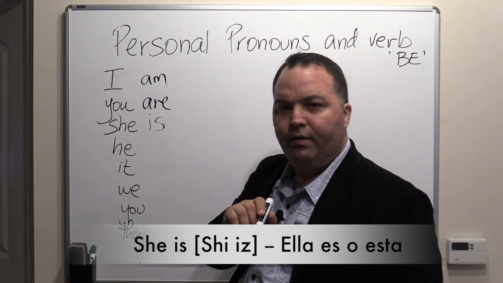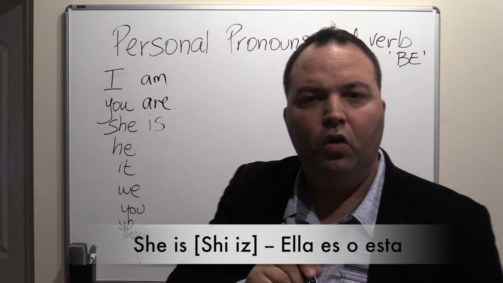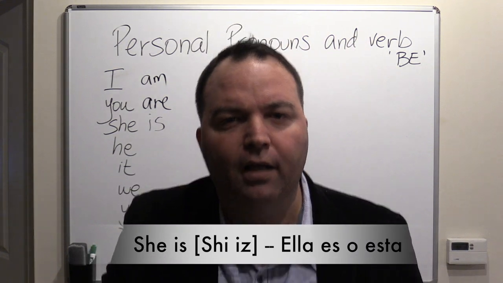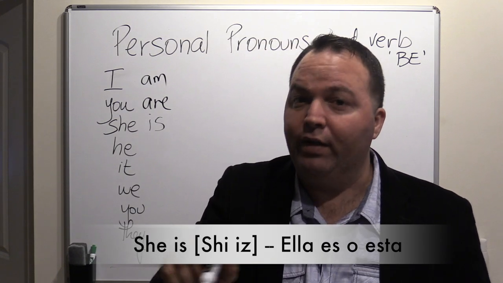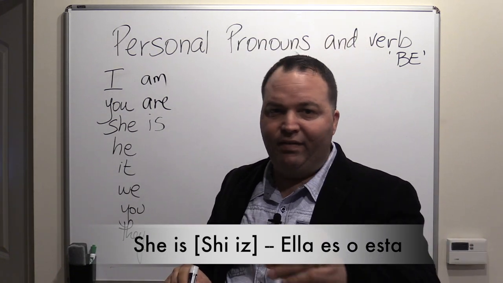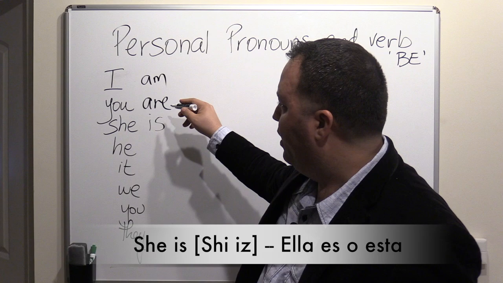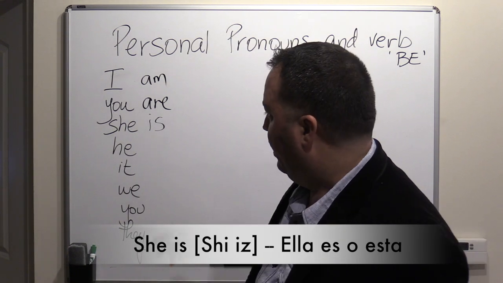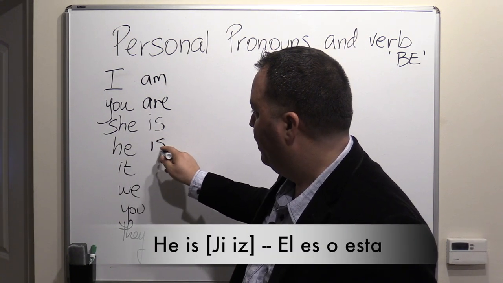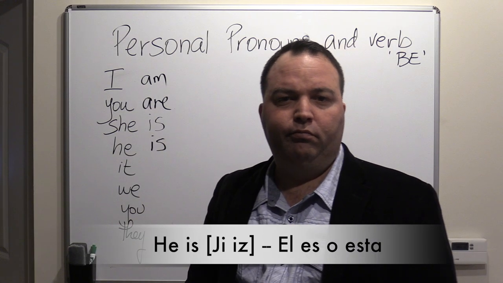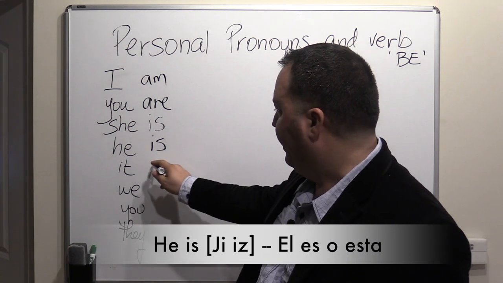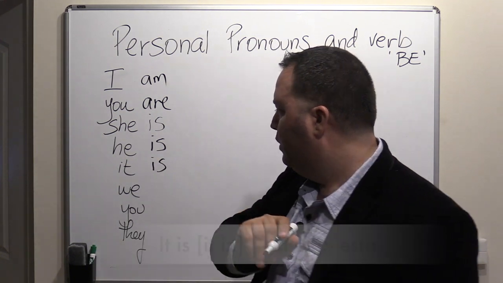She is. Ella es. O ella está. Recuerden que es el verbo ser o estar. En inglés solamente es is. Is am, are, is. Okay? In the case of he, is too. Okay? In the case of it, is.